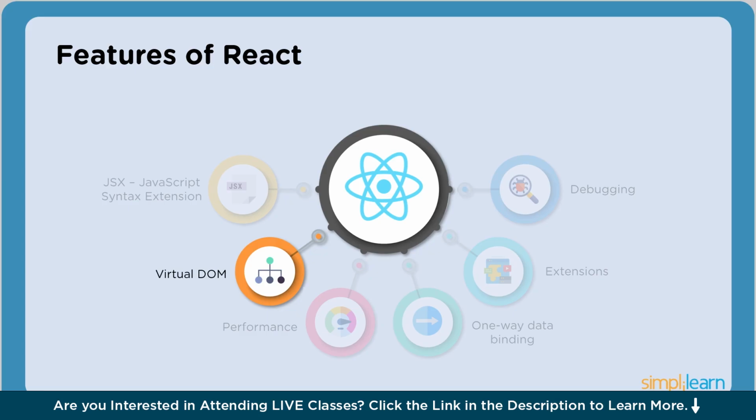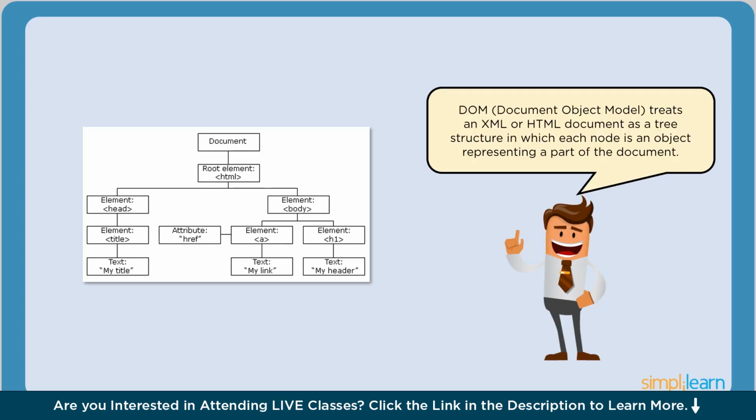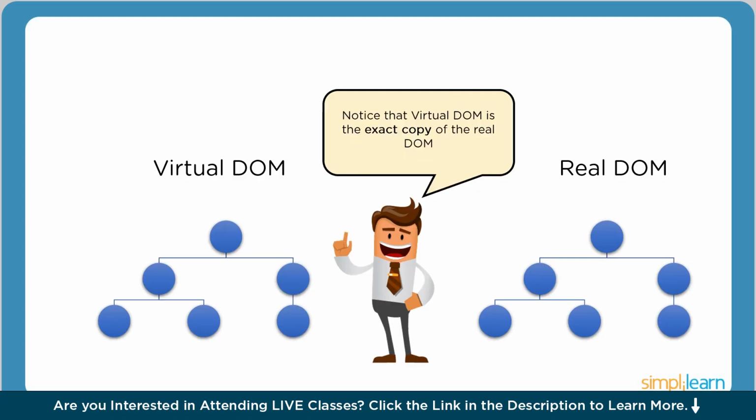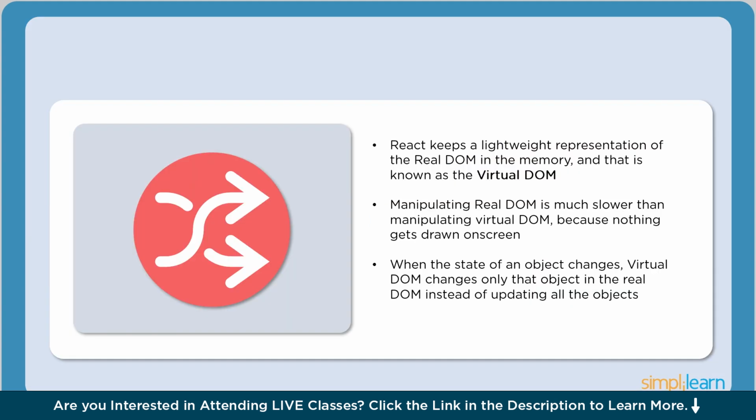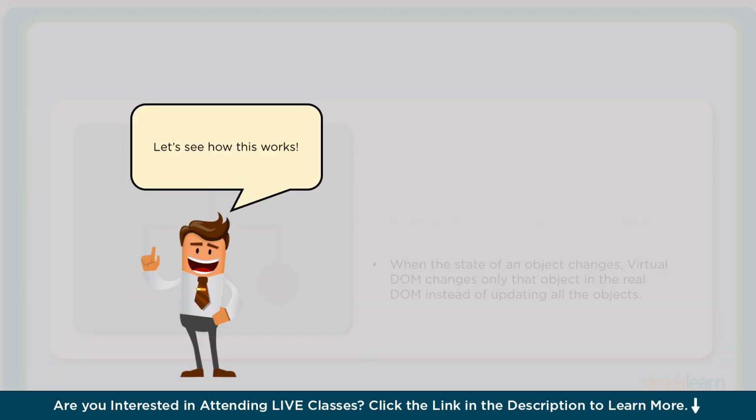DOM, which is an acronym for Document Object Model, actually defines how documents are accessed and manipulated in a web page. It represents the entire structure of the web page in the form of a tree. Now let's see how this actually works. React creates a virtual DOM that is the exact copy of the real DOM. Traditionally, whenever something changes in the web application, all objects in the real DOM are updated. This makes it extremely slow. Let's see how React counters this.